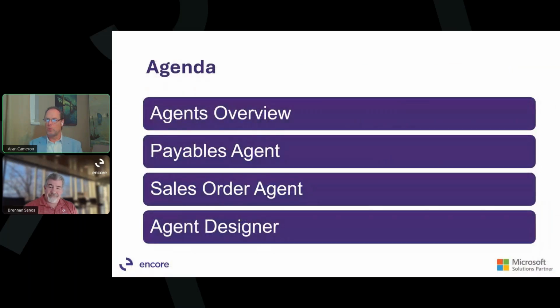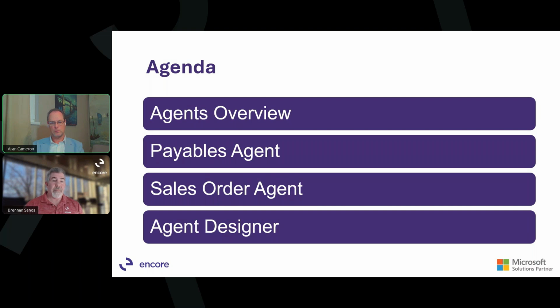Let's get right into what we're going to be showing today. The agenda is pretty succinct and direct. It's all about agents, and all about agents within Business Central today. So we'll do a very quick overview of what's available in general in Business Central from an agent's perspective. And then we'll get into some of the specifics about the pre-built agents, specifically the payables and the sales order agent. And then finally, some very recent releases from Microsoft.